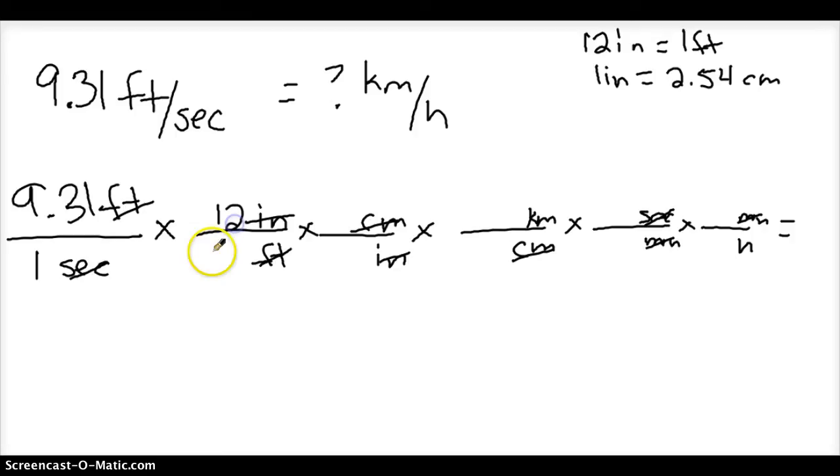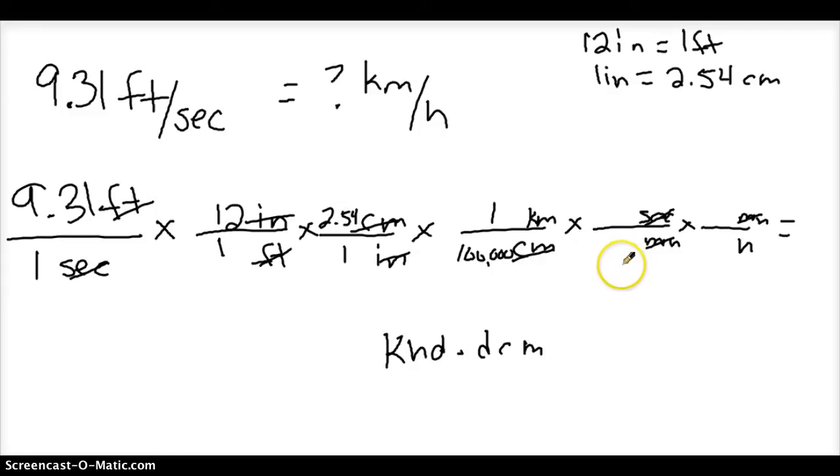Okay, so we know that there's 12 inches in a foot. We know that 2.54 centimeters are every 1 inch. Kilometers to centimeters, I'm just going to do this down here really quickly. Okay, we know that there's 100 centimeters in 1 meter, but we could do this in one step. If we say there's 1 kilometer, there's 10, 100, 1,000, 10,000, 100,000 centimeters in a kilometer.